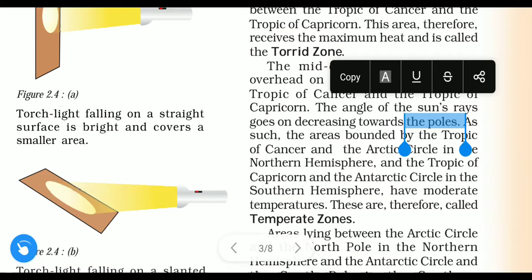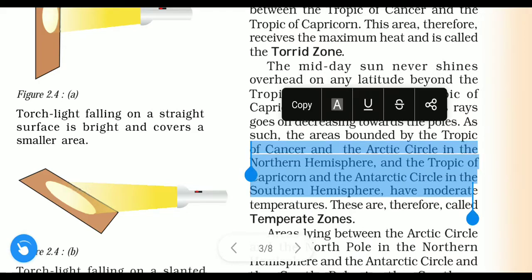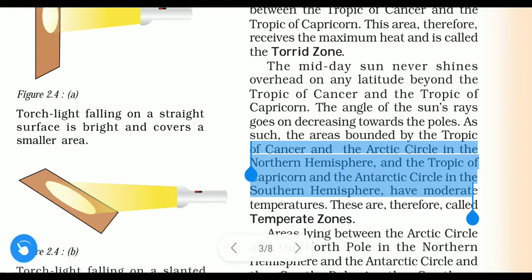The areas bounded by the Tropic of Cancer and the Arctic Circle in the northern hemisphere, and the area bounded by the Tropic of Capricorn and the Antarctic Circle in the southern hemisphere, have moderate temperatures. These are therefore called temperate zones. That area receives medium temperature, that is why it is called the temperate zone.